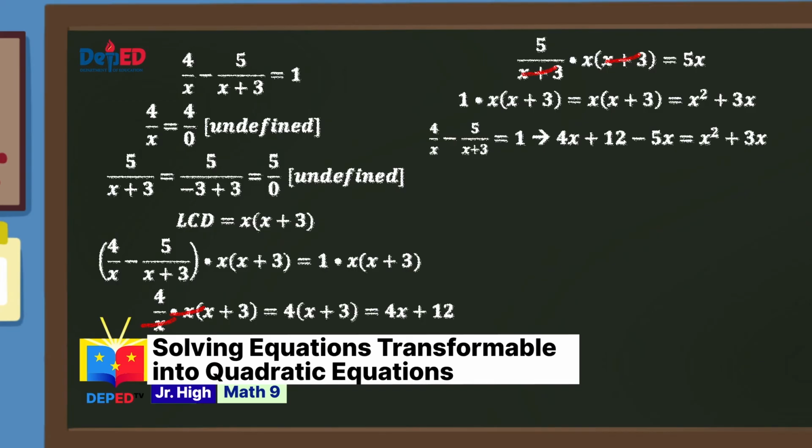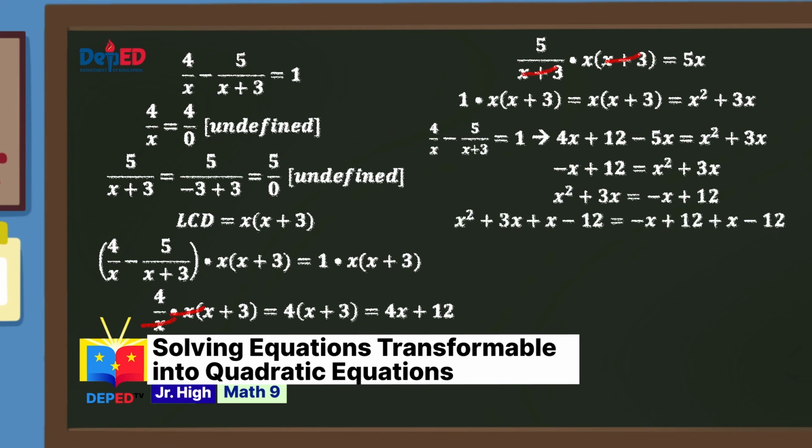Therefore, the rational algebraic equation can be written as 4x plus 12 minus 5x equals x squared plus 3x. This means that negative x plus 12 is equal to x squared plus 3x. Applying the symmetric property, the equation can be written as x squared plus 3x equals negative x plus 12. By increasing both sides by x and then diminishing both by 12, we must get the standard form of the derived quadratic equation, which is x squared plus 4x minus 12 equals 0.